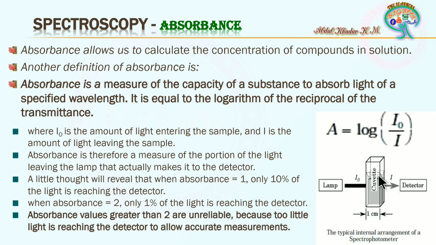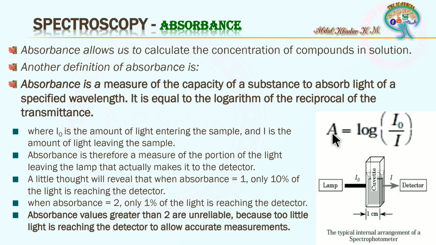Now here, when the light leaves the lamp as incident light and passes through here, whatever light has been absorbed by the compound is the absorbance. The detector is going to detect the light which comes after the absorption has taken place. So what we get as the absorbance is the logarithm of I0 and I.